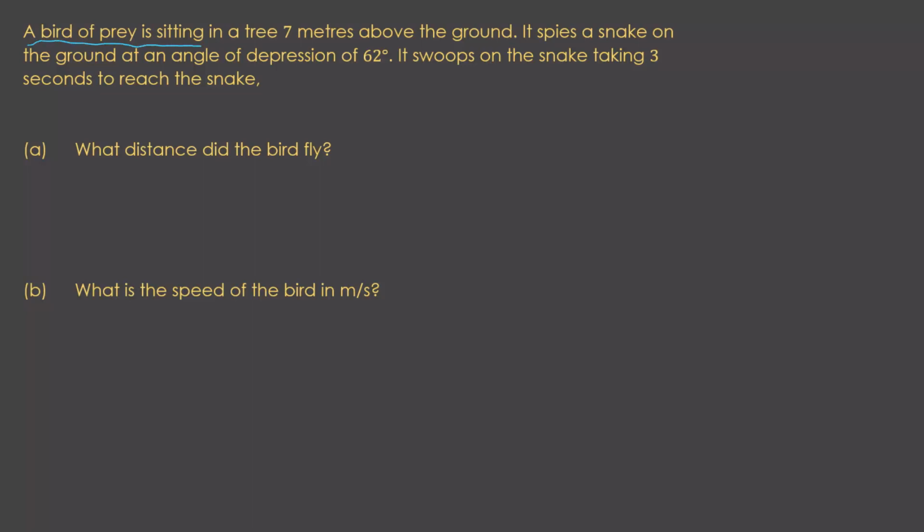A bird of prey is sitting in a tree 7 meters above the ground. It spies a snake on the ground at an angle of depression of 62 degrees. It swoops on the snake, taking 3 seconds to reach the snake. What distance did the bird fly?